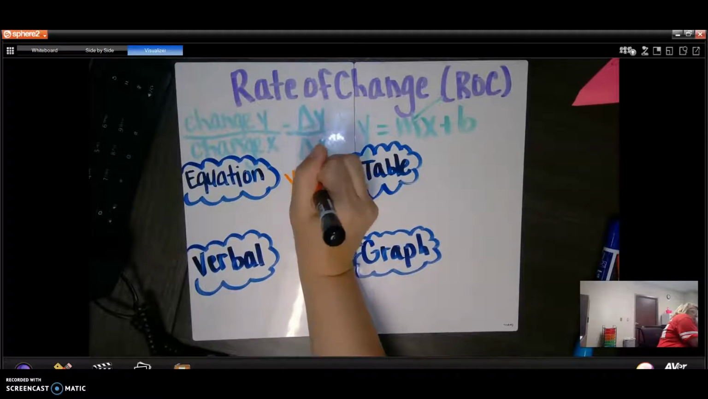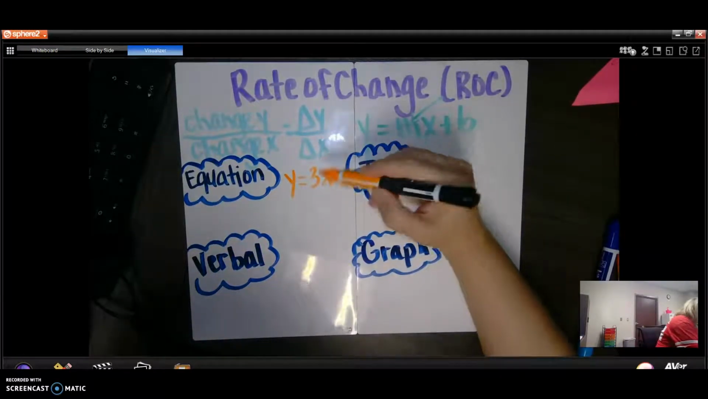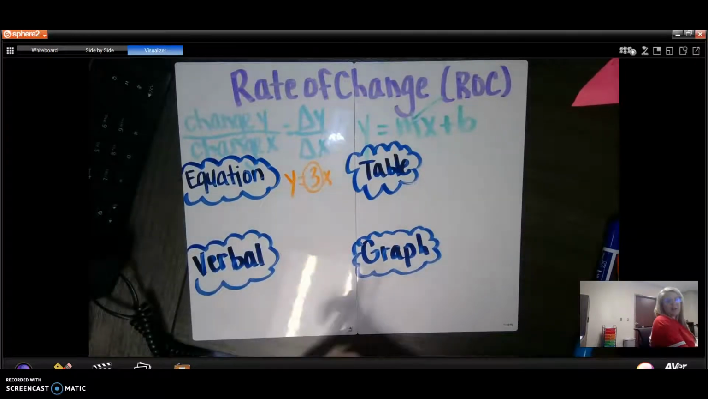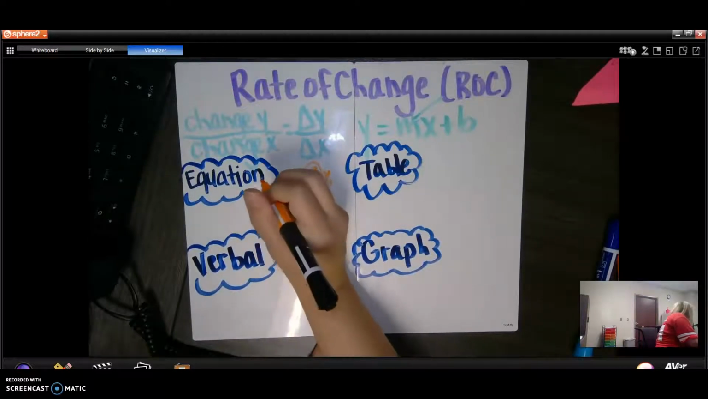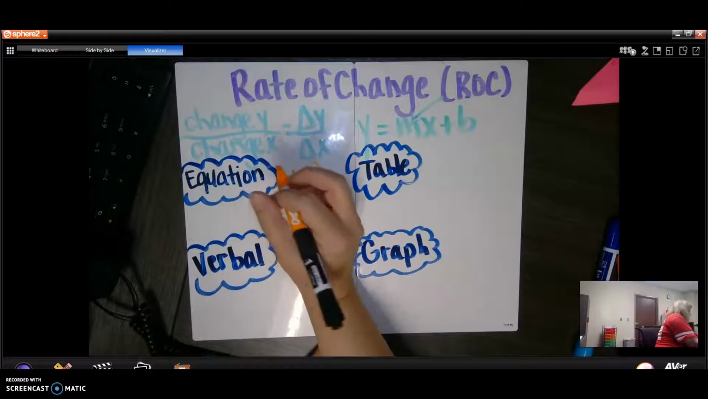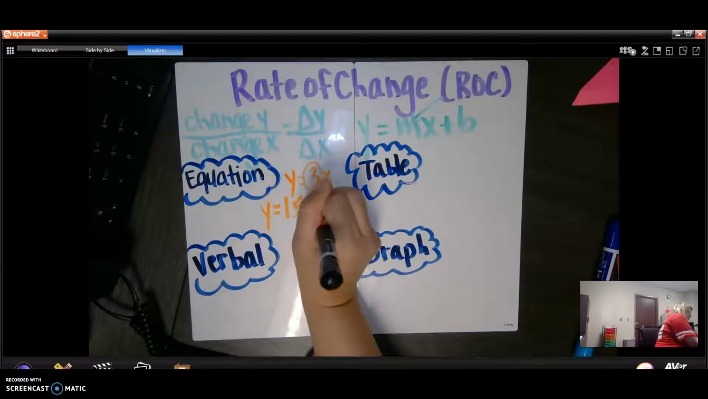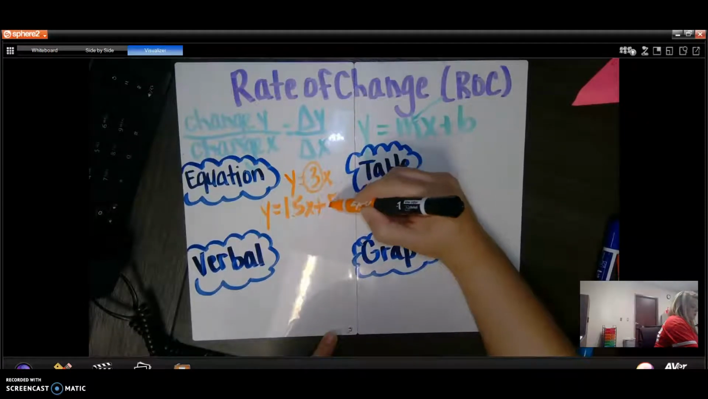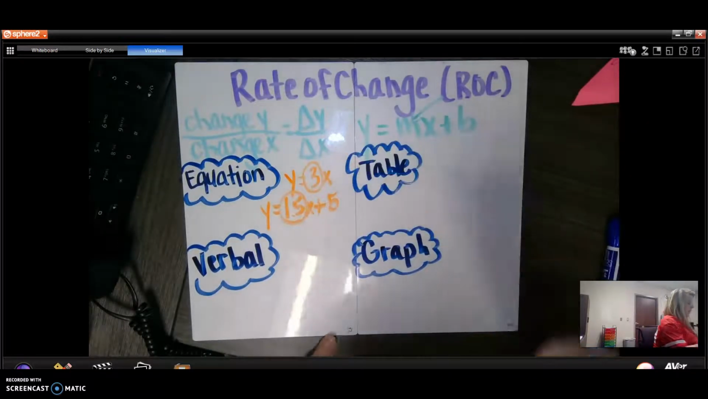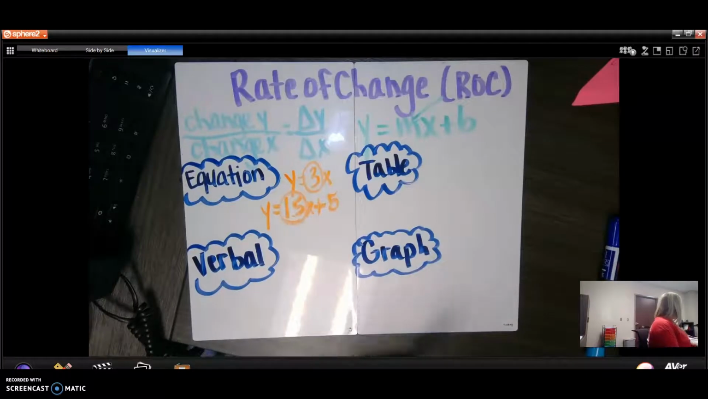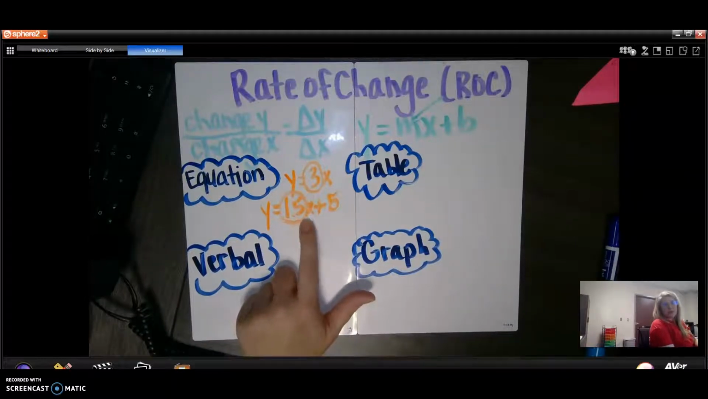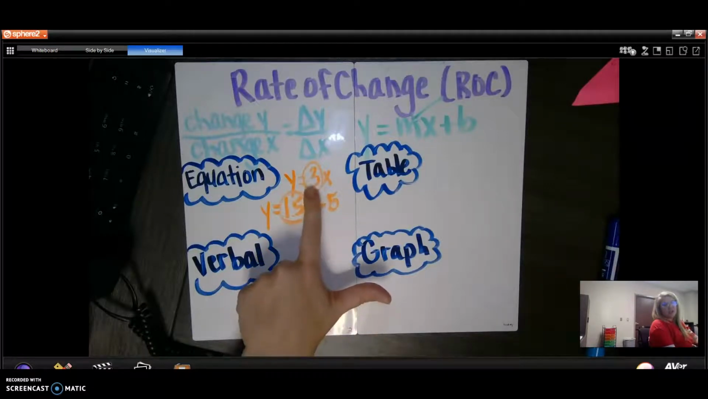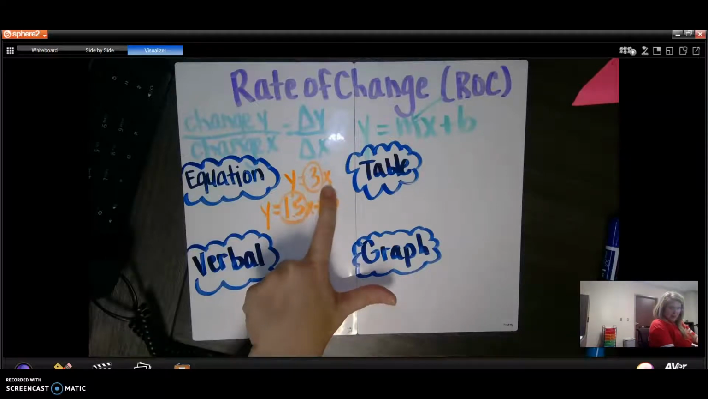All right, so in an equation, if we had the equation y equals 3x, okay, our 3 is going to be our rate of change. If we had the equation y equals 1/2 of x plus 5, 1/2 or 0.5 would be our rate of change. Okay? And our rate of change is just our coefficient that is being multiplied by the x. So again, remember, our rate of change is our coefficient that is being multiplied by the x.